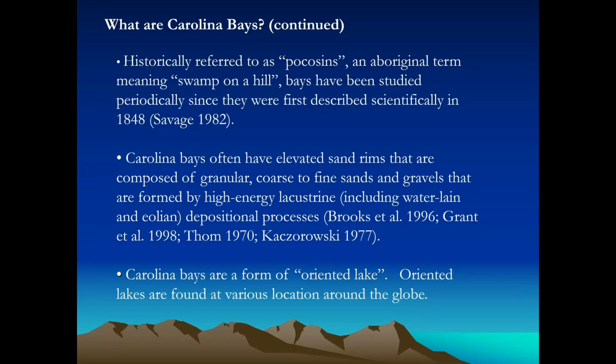So what are bays? Historically, they were referred to as pocosins, an Aboriginal term meaning swamp on a hill. Bays have been studied periodically since they were first described scientifically in 1848 by Savage, or as Savage reported in 1982. And Carolina bays often have elevated sand rims that are composed of granular, coarse sands and gravels that are formed by high-energy lacustrine, including wave-lain, and aeolian or wind-blown sand depositional processes. And so Carolina bays are a form of oriented lake, and oriented lakes are found at various locations globally.